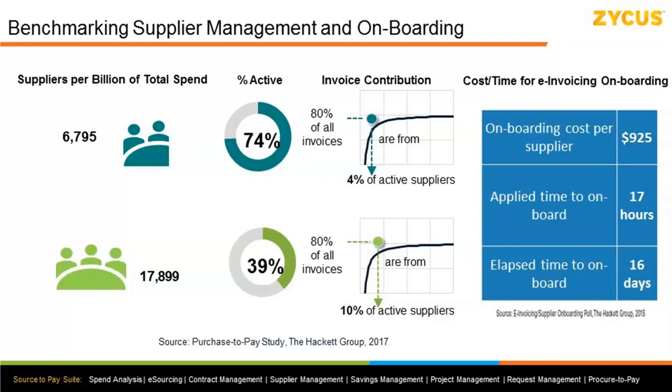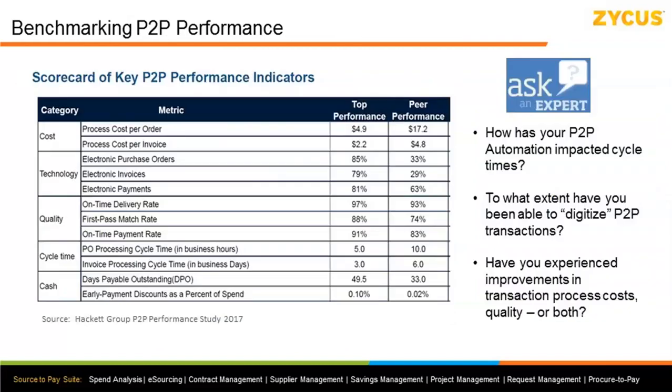And here's some data that looks at what it costs per supplier to onboard them. It takes on average 16 days of elapsed time and 17 hours of applied time to onboard. So supplier onboarding is not to be overlooked as we go through the process.